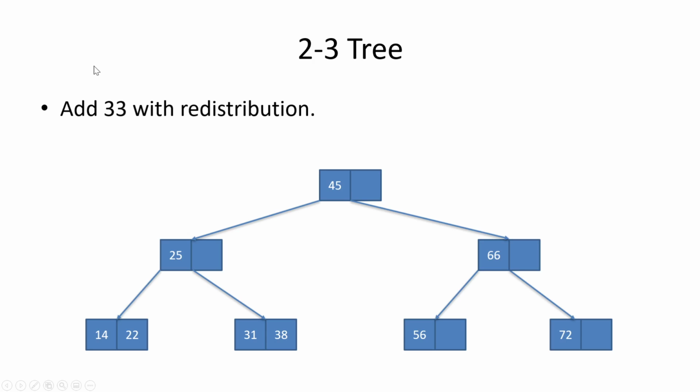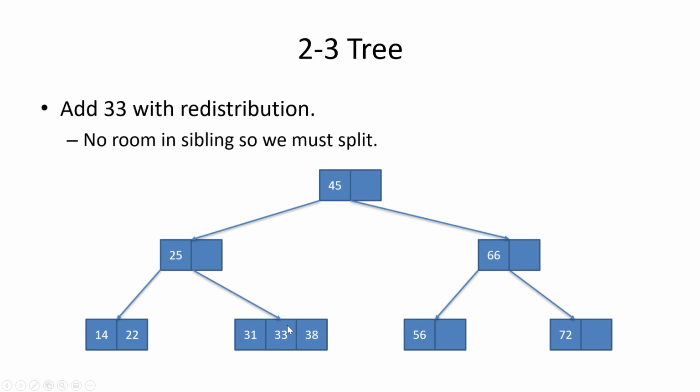Okay. It says here, let's try another one. Let's try 33 with redistribution. Well, again, less than 45, greater than 25, it lands here. Adding it in, it bumps everything over. We check our neighbor. Our neighbor does not have any room. We can't shuffle things up into our parent. That's not how it works. We shuffle into our neighbor if it has room. Our parent has room, but that's not how it works. So we do a split.